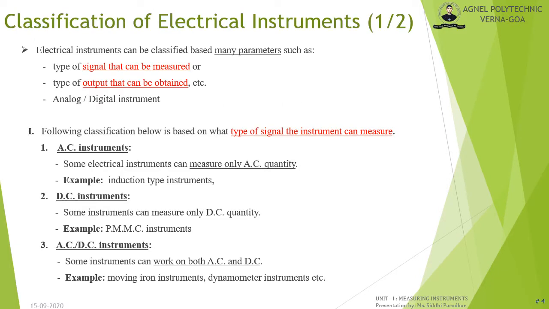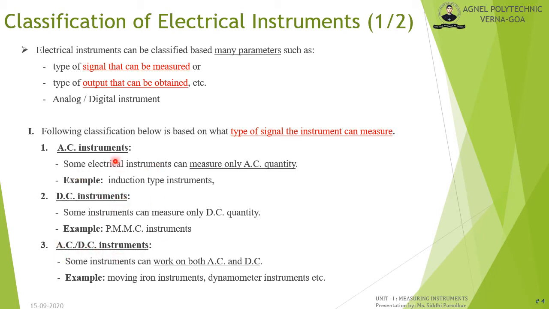Let us see how electrical instruments are classified. Electrical instruments can be classified based on many parameters. First, based on the type of the signal which the instrument can measure, based on the type of the output that can be obtained, and finally whether the instrument is analog or digital in nature. Based on the type of the signal that the instrument can measure, there are three types of instruments: AC instruments, DC instruments, and AC or DC instruments.